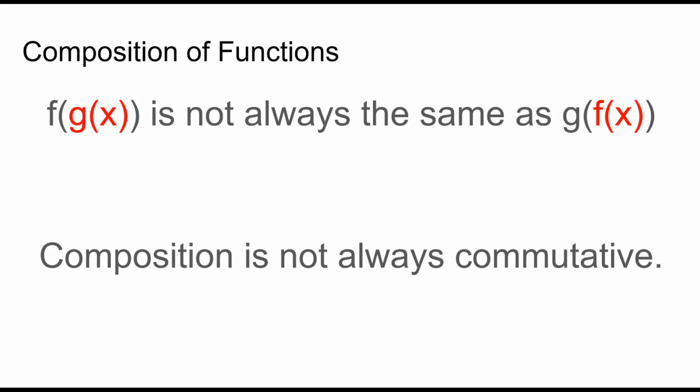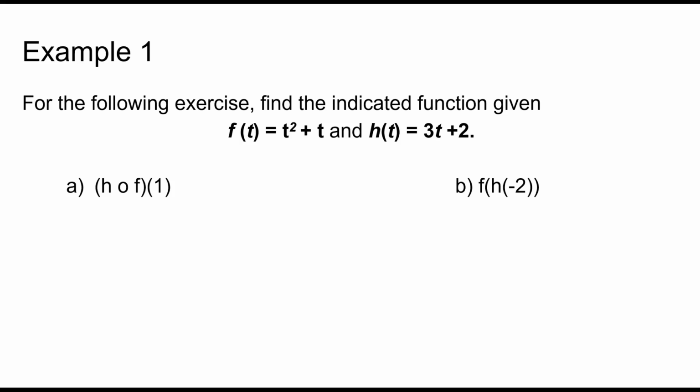Now, the order does make a difference. We can't just simply say f of g of x is the same as g of f of x. Try and say that 10 times fast. Okay, let's take a look at a few examples here. We're going to start with the more challenging examples and we'll move from there.